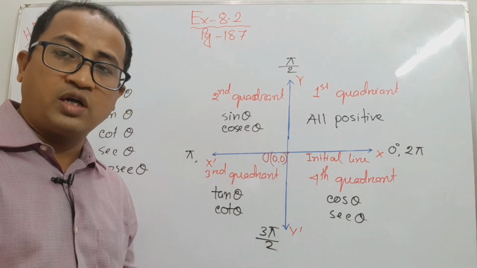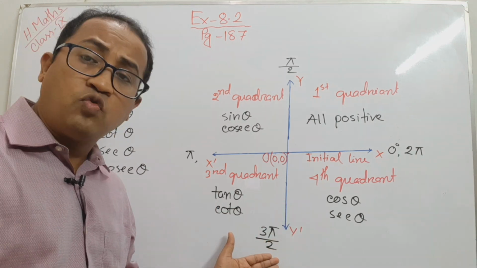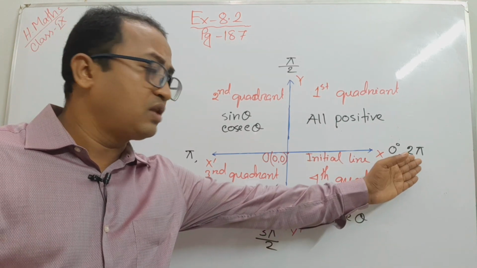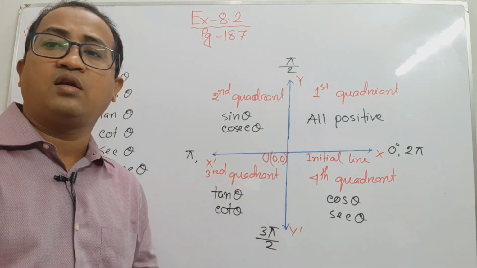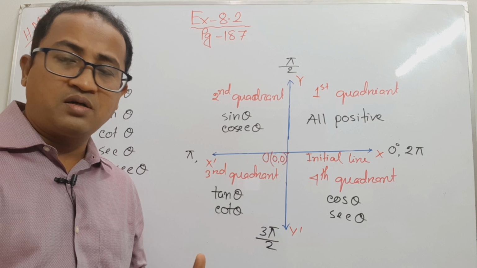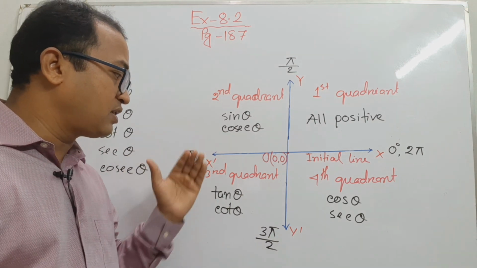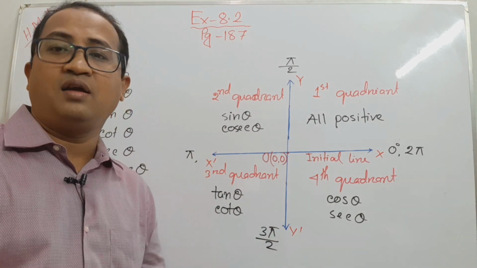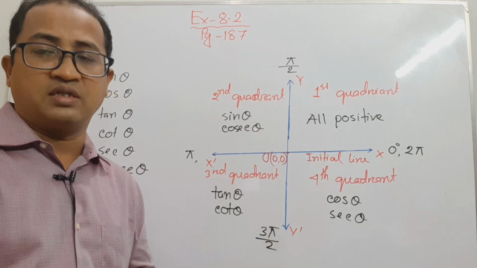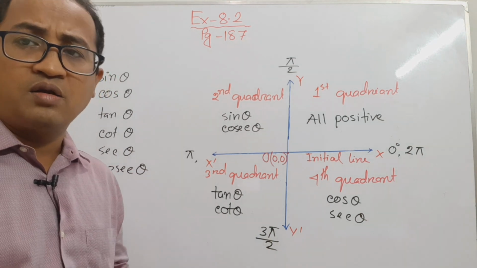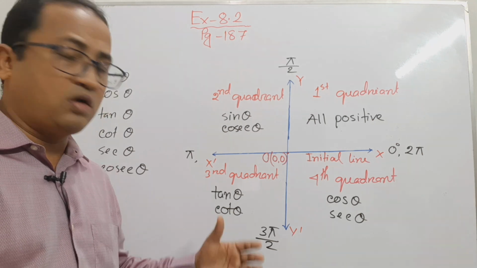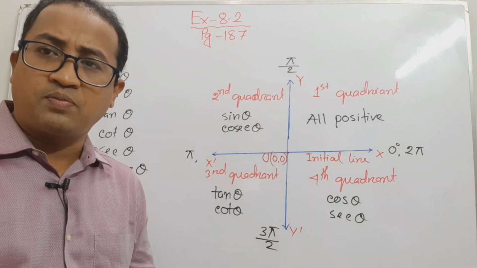Similarly, in the fourth quadrant, from 270 degree to 360 degree, only cos theta and sec theta are positive, but sin theta, cosec theta, tan theta, cot theta are negative. You should memorize this, and after that you can apply it in the maths. So now I will show you the math from this exercise.